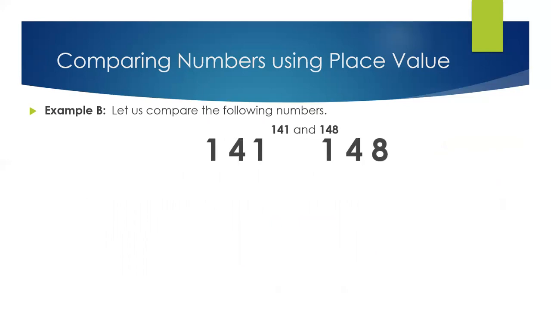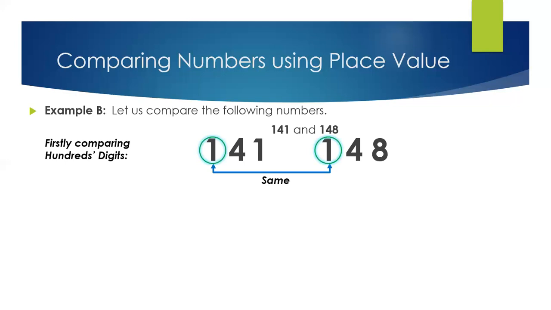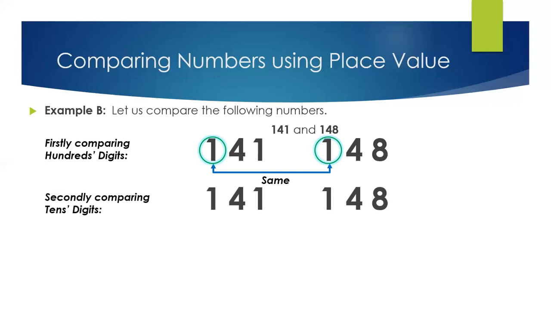Here we are having two numbers, 141 and 148. Both are three-digit numbers, so we can compare them using rule number two. Firstly, we will compare the hundreds digit. Here we can see that in both the numbers the hundreds digits are the same. In the first number it is 1 and in the second number it is also 1, so they are the same. Now let us analyze their digits at the tens place.